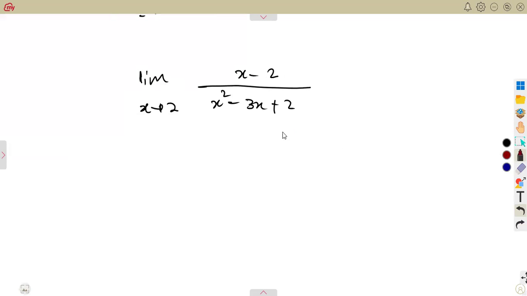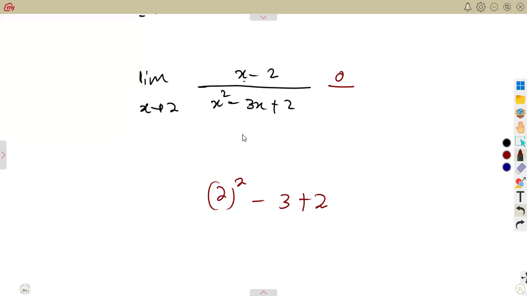Let's say we are given again to determine the limit of x minus 2, everything over x squared minus 3x plus 2, as x is approaching 2. If you substitute, the numerator is 2 minus 2, which is 0. In place of x in the denominator, you're going to have 2, so that's 2 squared minus 3 times 2 plus 2. Here 2 squared is 4.